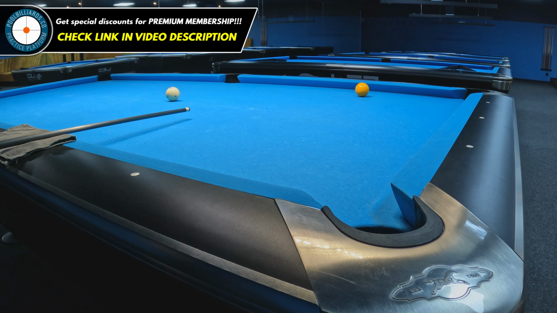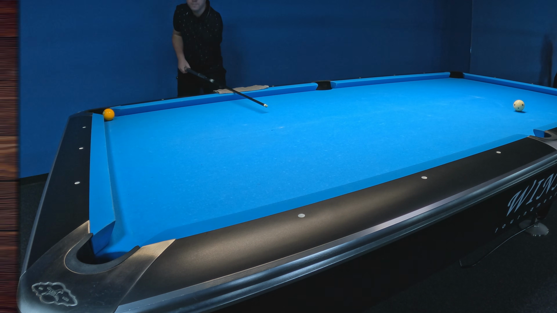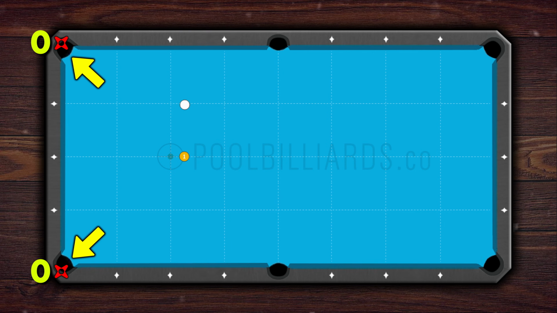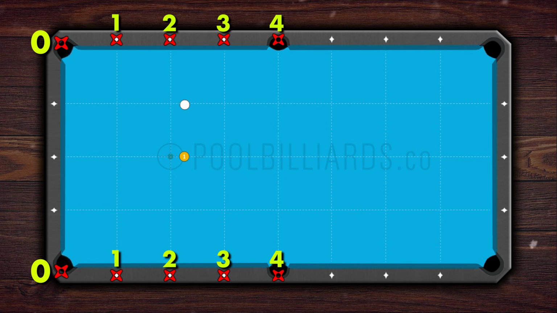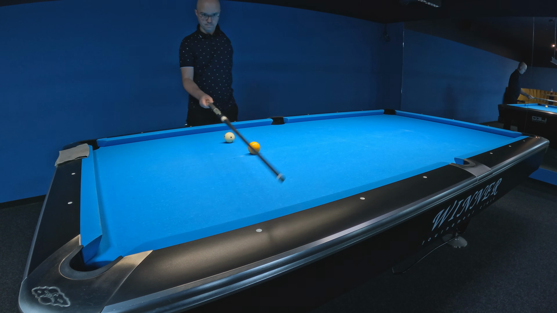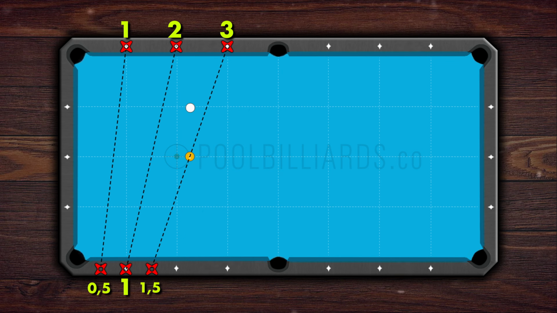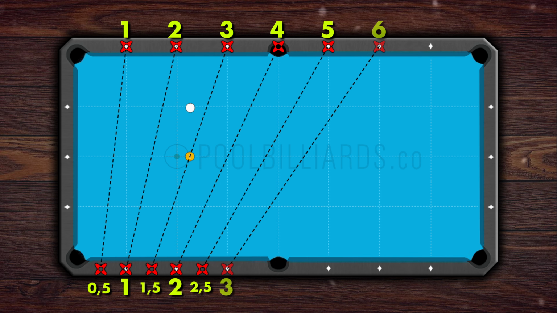Because we are hitting the object ball towards the long rail, you need to number both long rails in the same order, starting from the corner pockets where the numbers are 0. And consequently, we need to number each next diamond using a full number. In the next step, our goal is to connect each full number on the left long rail with the same number on the opposite long rail but divided by 2.